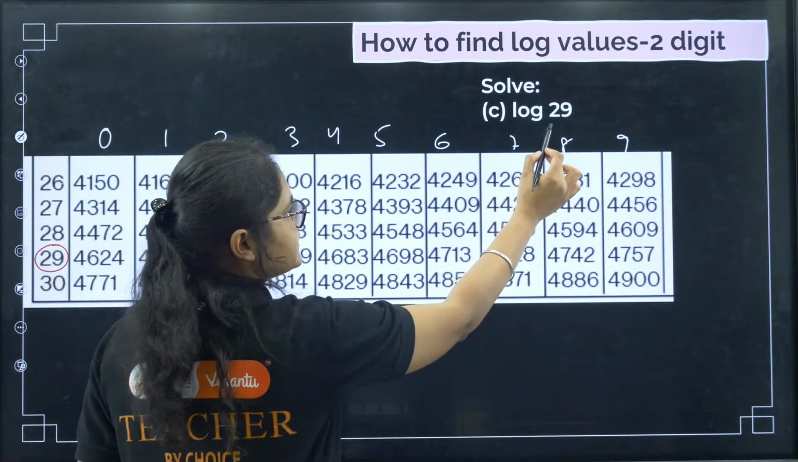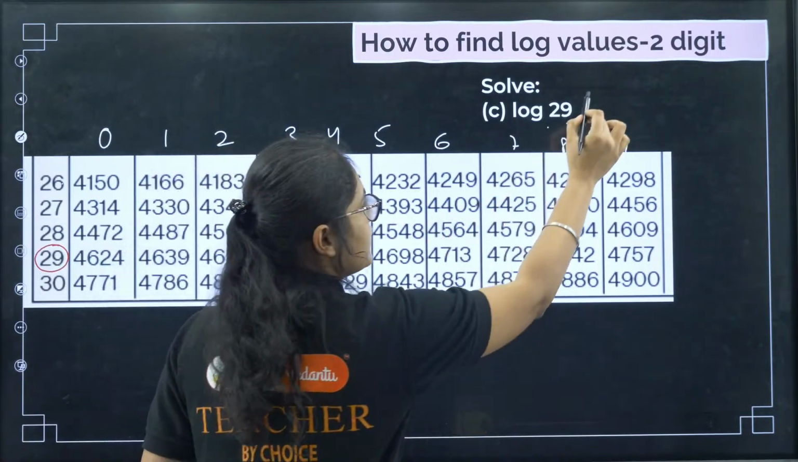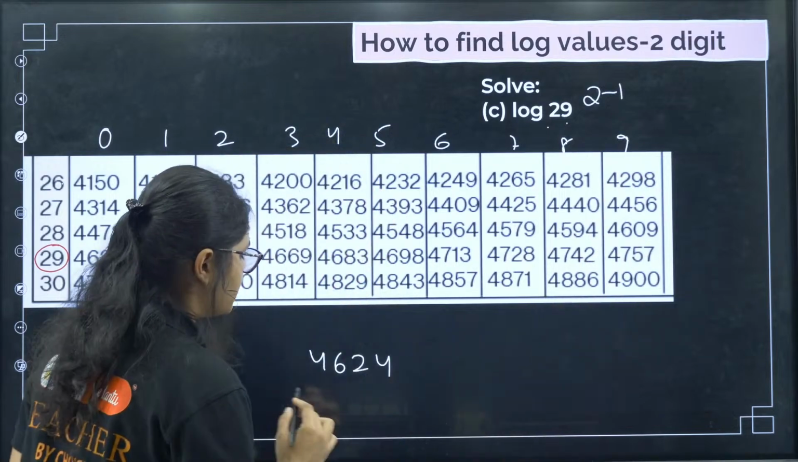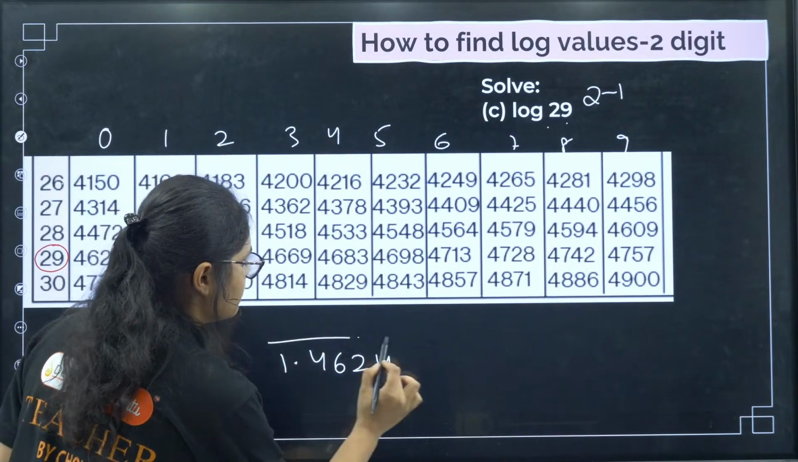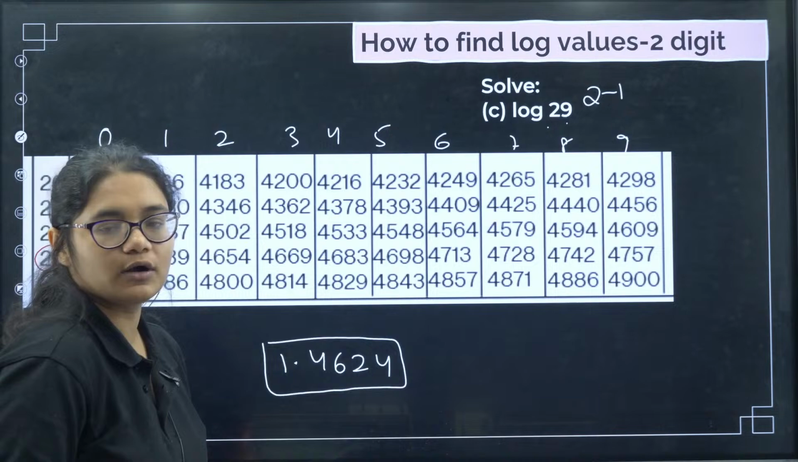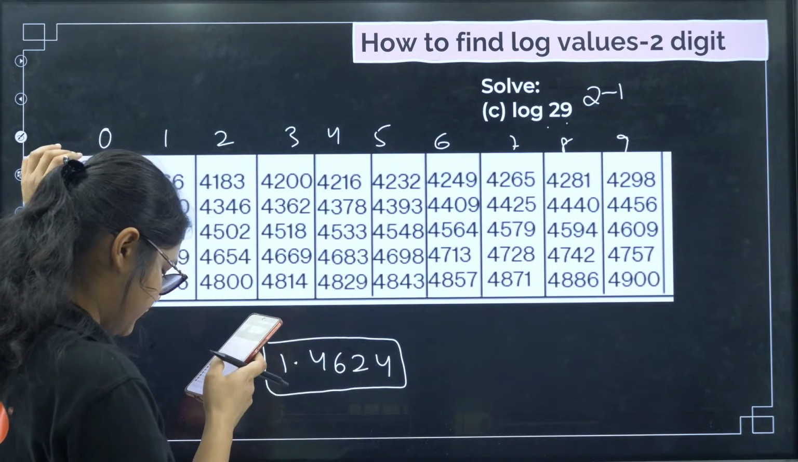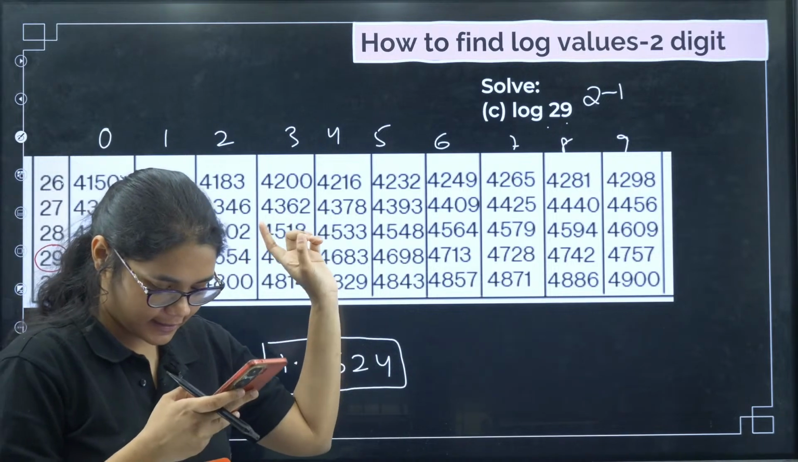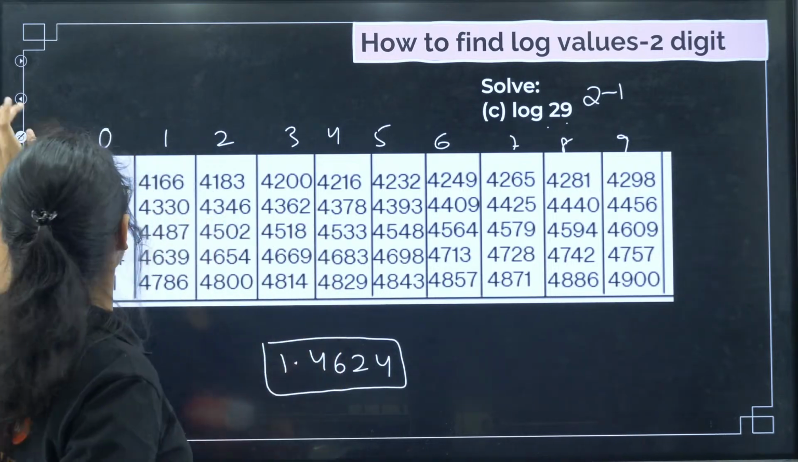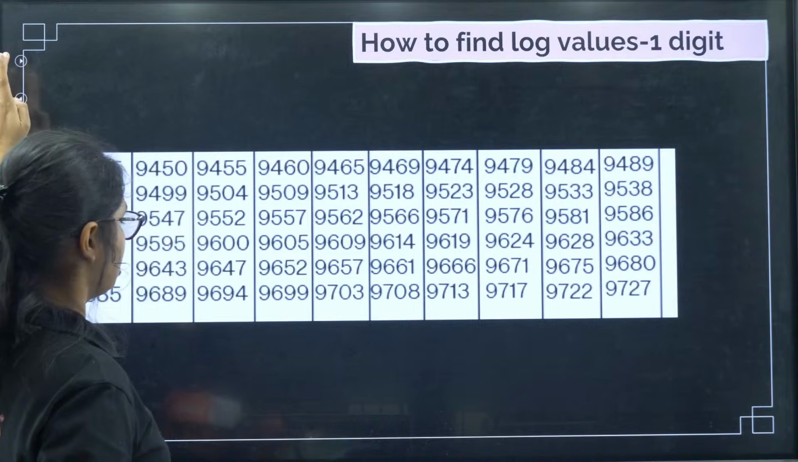Now you see how many digits are there? 2 digits are there, right? So 2 minus 1 is 1. So 1.4624. This is what I will get. Okay, clear? Very good students, all are getting it, I am very sure. Now let us go to the next one.